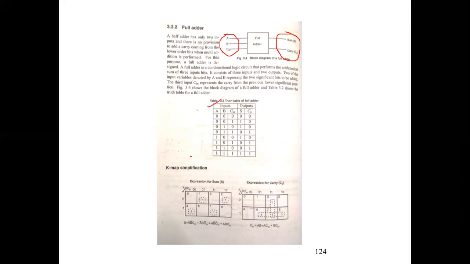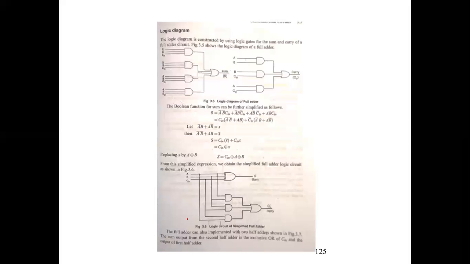Then truth table. Then came up simplification for the sum and carry. Then problem. So here we have more number of input variables for this sum, so you have to reduce it. Using simple Boolean laws we can reduce it up to like this. For simplification of the logic diagram, you can use it like this.